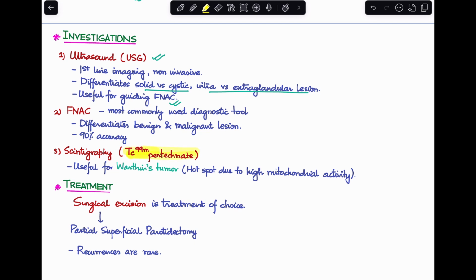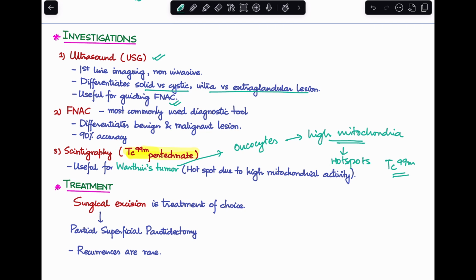This is useful here because we know that Warthin's tumor has oncocytes, and oncocytes are very rich in mitochondria. There is a high mitochondrial activity. Because of this high mitochondrial activity, it forms hot spots when you use technetium 99m pertechnetate. That is one of the clear-cut investigations to identify this tumor.